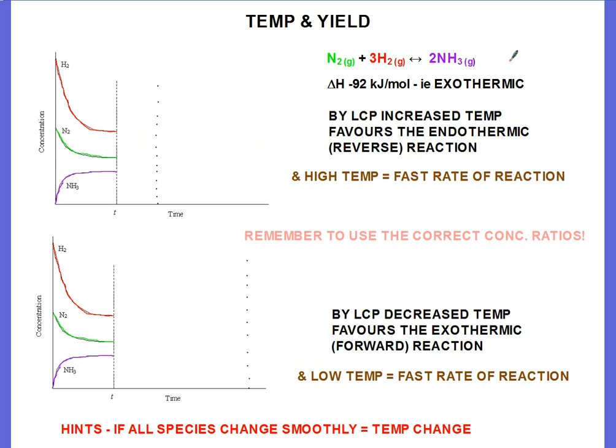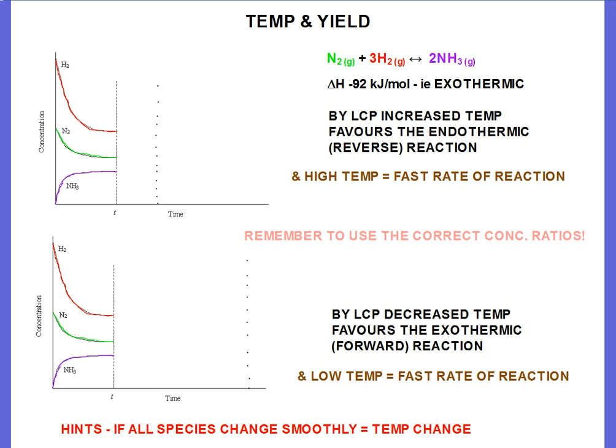We've got N2 plus 3H2 in equilibrium with 2NH3. It's an equilibrium reaction, and it's exothermic with delta H minus 92 kilojoules per mole. Now, by Le Chatelier's principle, if we increase the temperature, it's going to favour the endothermic, or in this case, the reverse reaction. But high temperatures mean a fast rate of reaction. So let's have a look. We're going to favour the left-hand side, and therefore the hydrogen and nitrogen are going to increase, and the ammonia is going to decrease, and it's going to be quite a fast reaction.